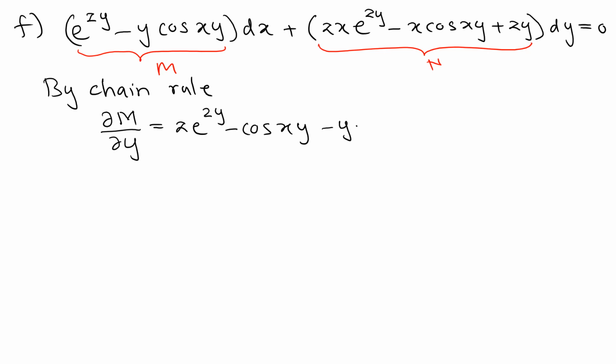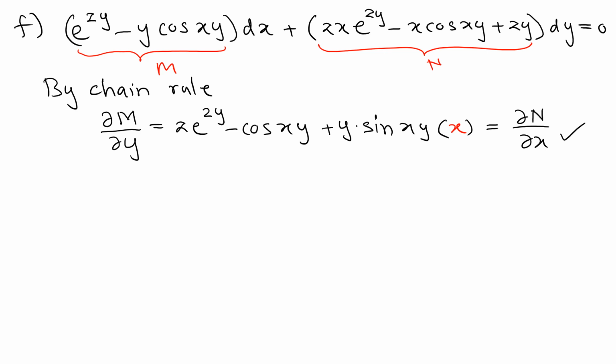times, and you can see it's a cosine, so cosine becomes a negative sign, so it becomes plus sine xy, and also you need to multiply by the derivative of the inside function. But here remember x is a constant, so the x term comes out. Okay, so that's the derivative, and then if you take the derivative of the N term with respect to x, you see that you get the same thing. So they are equal, so that means exact.